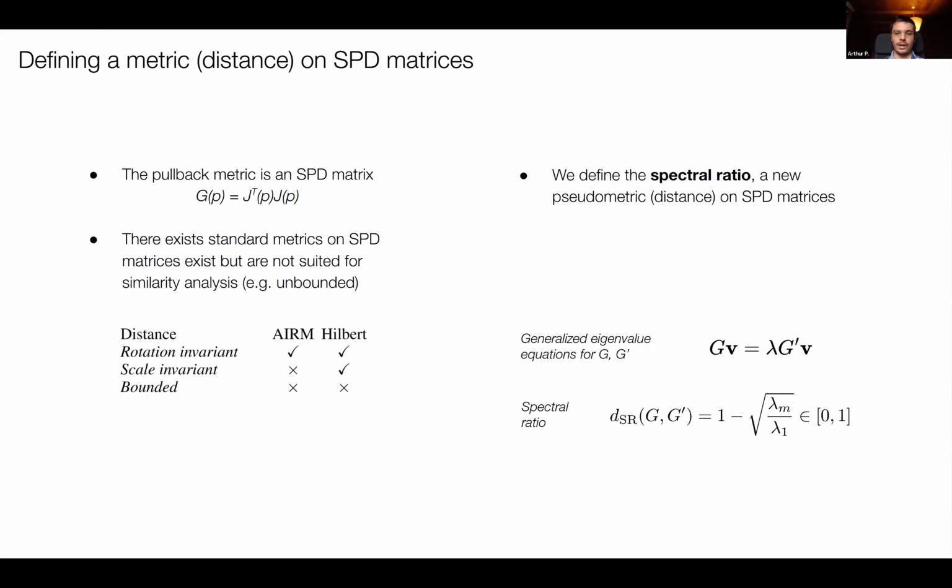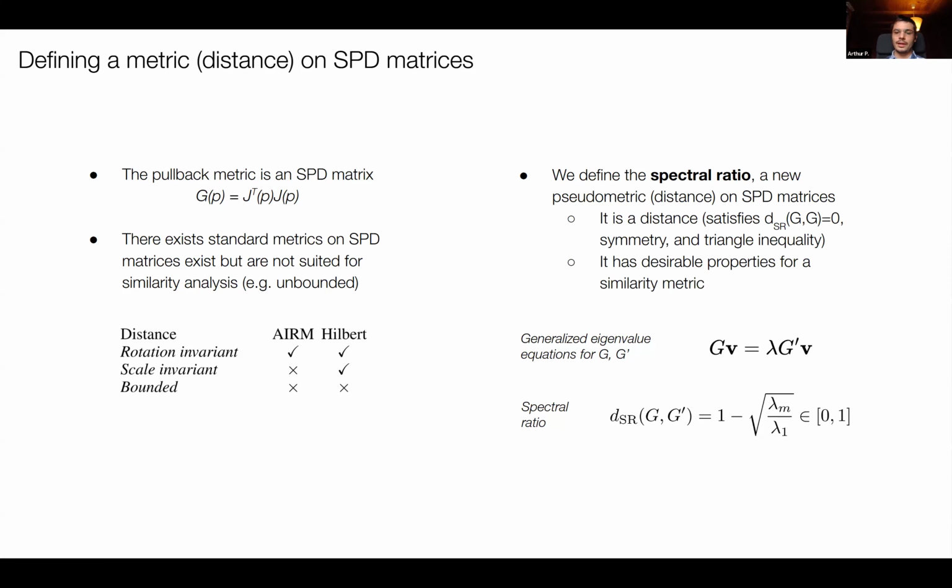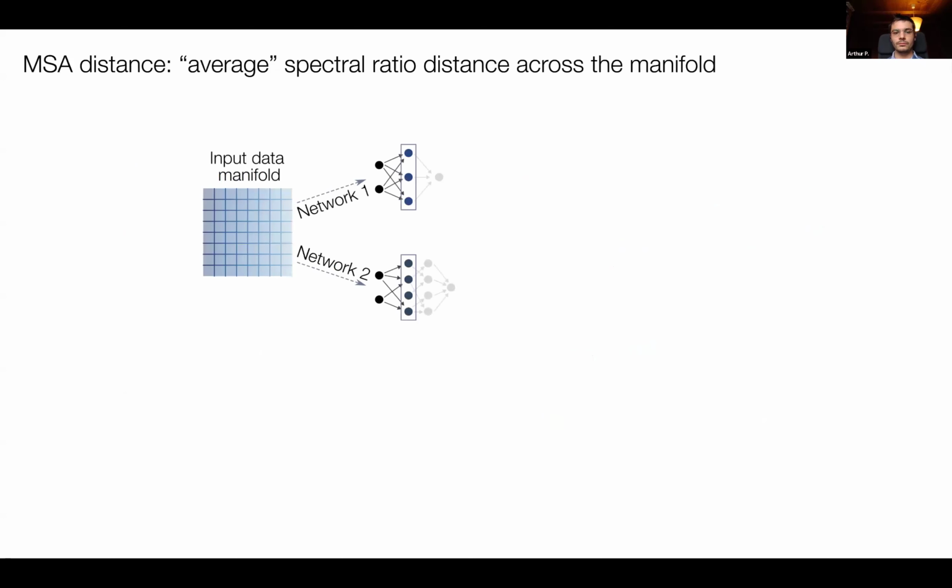And so we now have a new way to quantify the distance between SPD matrices in terms of this spectral ratio. What we prove in the paper is that it is indeed a proper distance, so it satisfies symmetry, the triangle inequality, and so on. It has several desirable properties for similarity metrics, and in particular solves some of the issues that the AIRM and the Hilbert metric had, in that the spectral ratio is invariant to rotation and scaling, and it is also bounded.